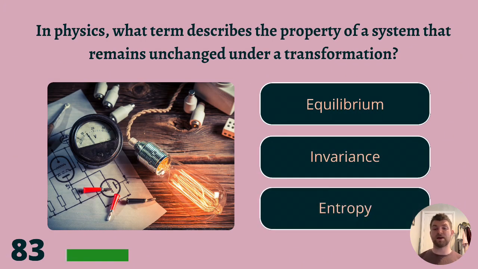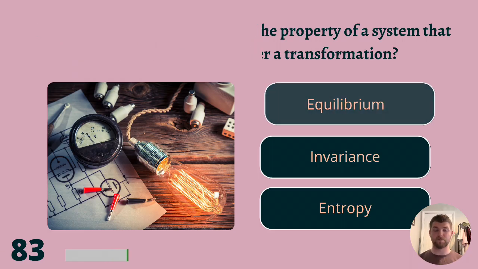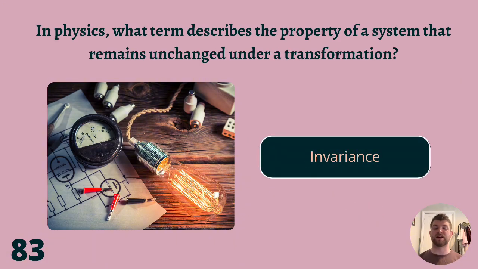In physics, what term describes the property of a system that remains unchanged under a transformation? Equilibrium, invariance, or entropy? The answer is invariance.